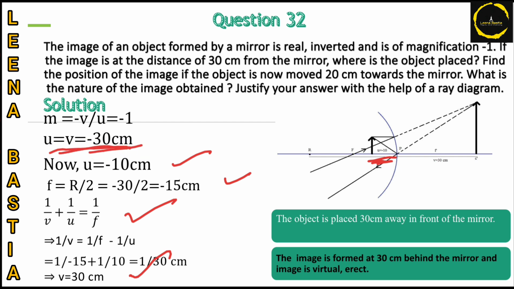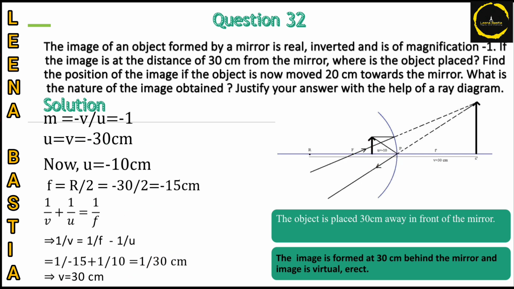Now the object has been shifted towards the mirror. After shifting, the position of the object becomes different. It is in between the pole and focus. Okay, the object distance is 10 and the focal length is 15. So that means the object must be in between focus and pole. I hope it is clear.